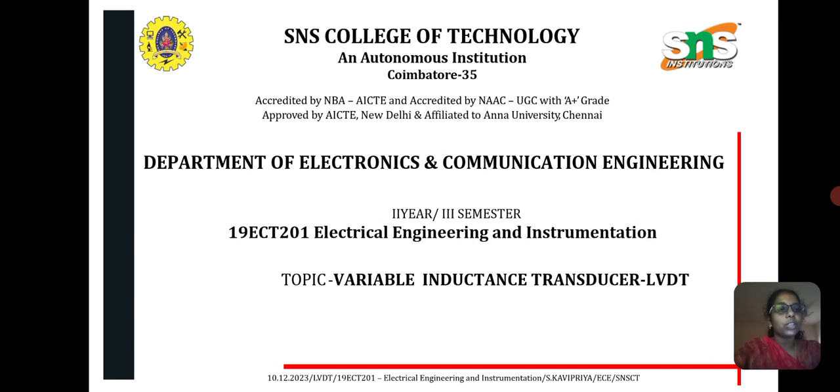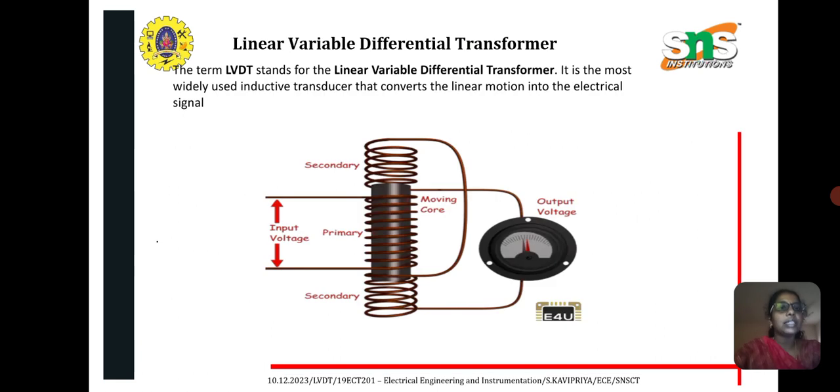Today I am going to deliver a topic, LVDT. LVDT is a linear variable differential transformer. It is a type of inductive transducer which converts linear motion into an electrical signal.